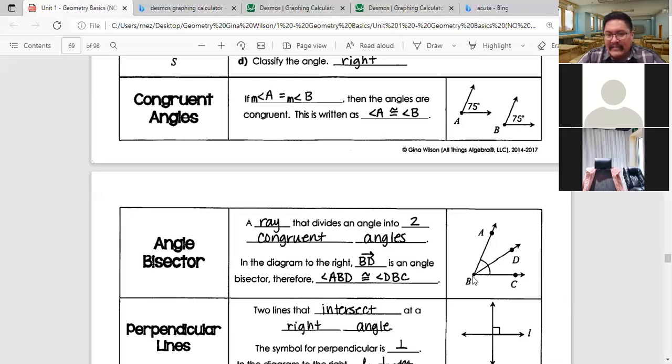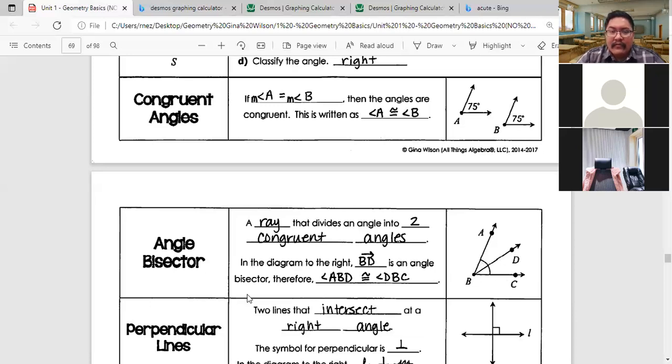So again, you can imagine this is a pizza and this ray from B to D is the one that cuts these directly in half. So a ray that divides an angle into two congruent angles, right? So both of these are congruent, which means they're the same size. So in this diagram, right, BD is the angle bisector, and that's what I said, it cuts it directly in half.